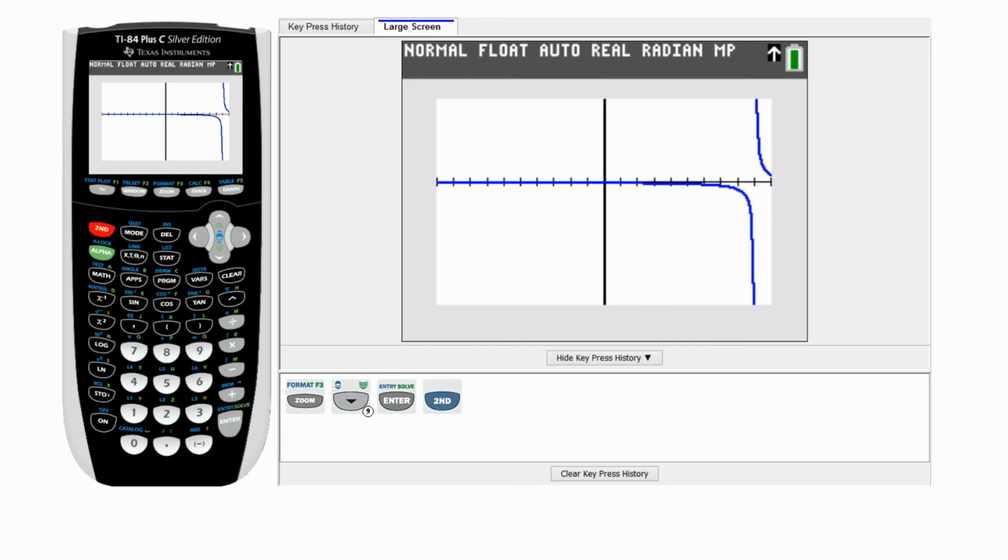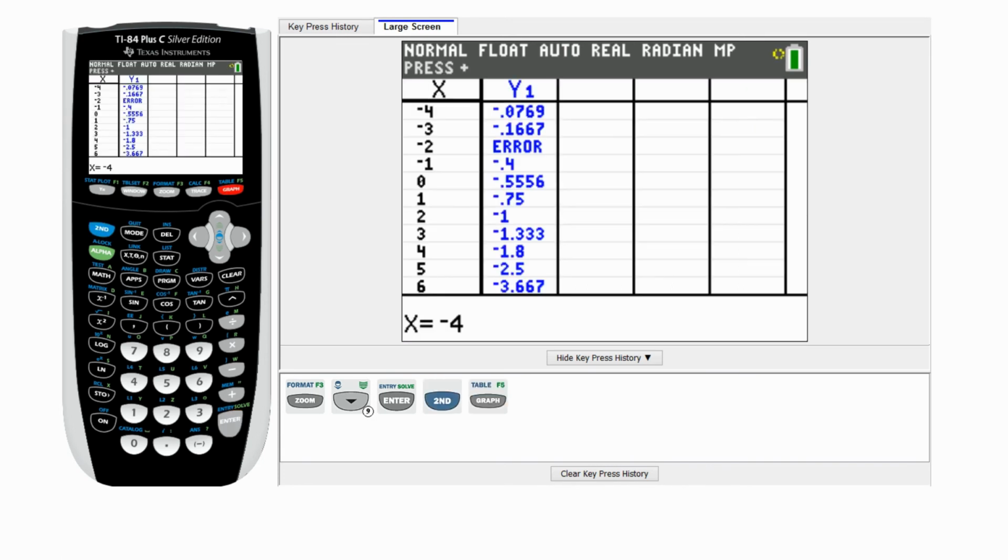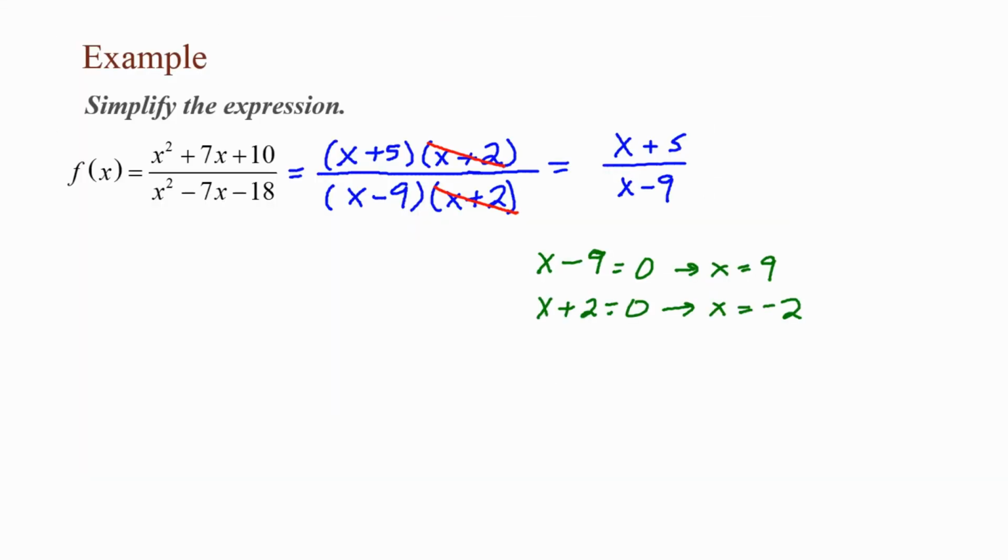Let's go to our table, second graph, and notice that we have an error at negative 2. And an error at 9. However, since the x plus 2's canceled, we only have an asymptote at x equals 9. And our excluded values are 9 and negative 2.